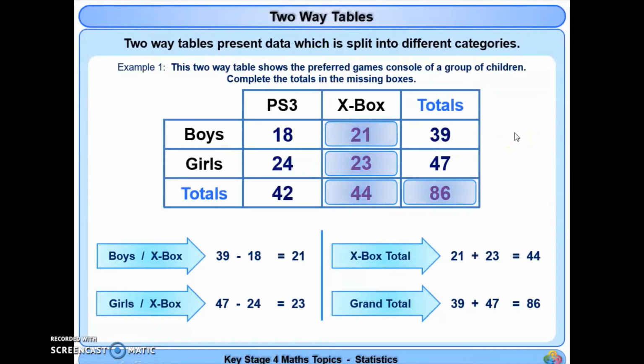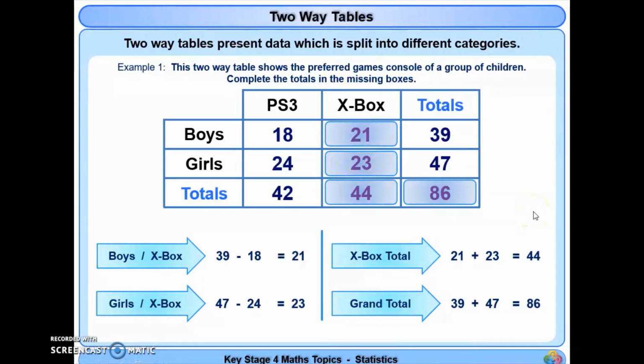You may also get some interpreting questions. So you may get a question that follows this, such as, how many girls preferred the Xbox? So then you would need to look through your data, find the girls, and find Xbox, and then you can quite confidently say 23 girls preferred the Xbox.